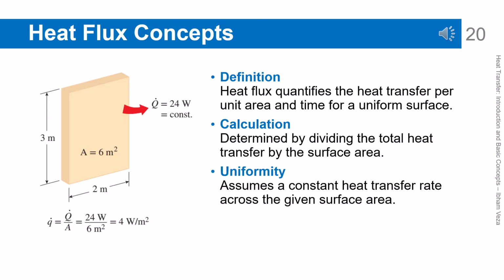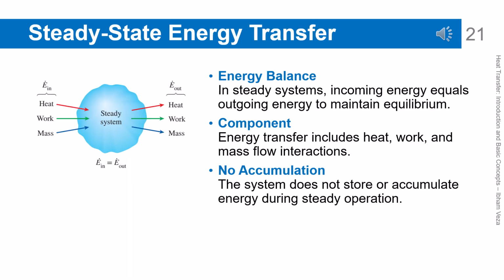Heat flux concepts. Heat flux represents the heat transfer per unit surface area. This quantity is very useful for comparing the intensity of heat transfer in different systems. Mathematically, heat flux is obtained by dividing the total heat transfer by the area. This concept assumes that the heat transfer is uniformly distributed over the surface. With heat flux, thermal design analysis can be carried out in a more standardized way.